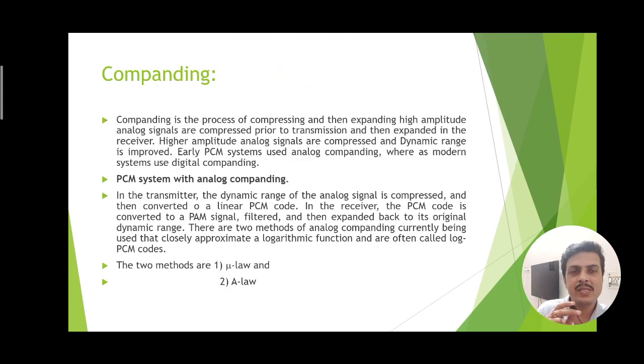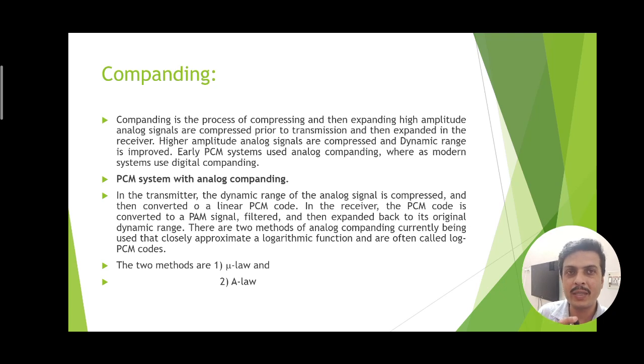Now next is companding. Companding can be divided into two words. One is called compression, another is expansion. So why is this companding required? Sometimes the message magnitude has a great fluctuation. Therefore, whenever we are going to encode such a sample, or whenever we are going to quantize or sample such a signal, then there is a great amount of error.